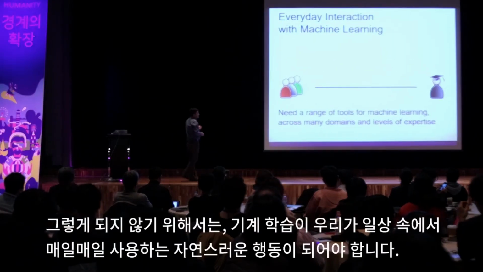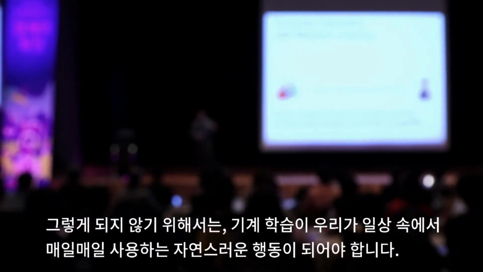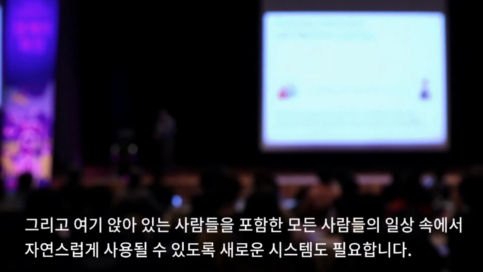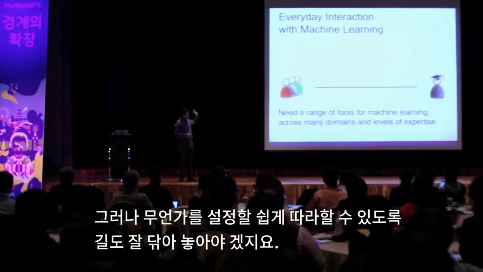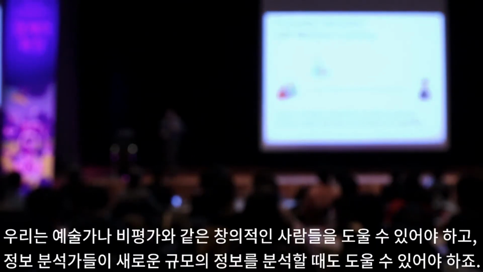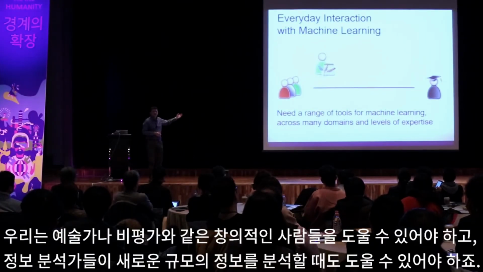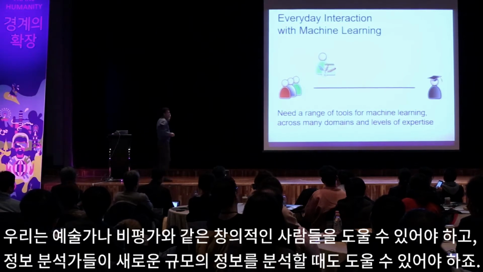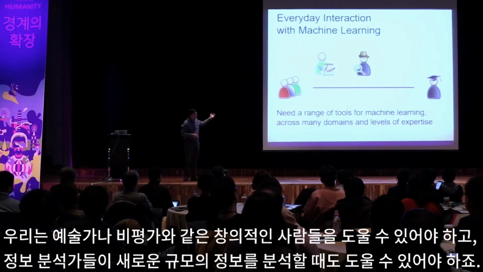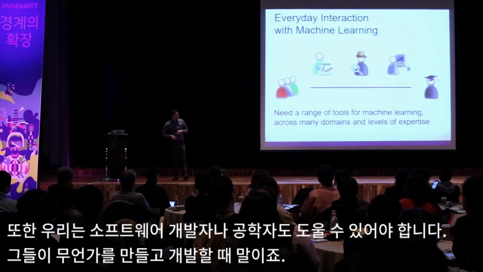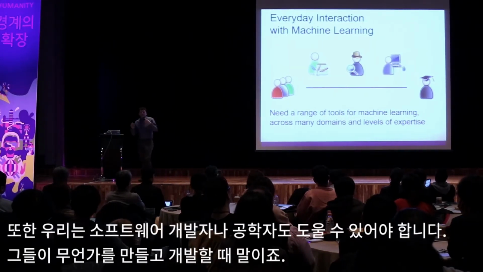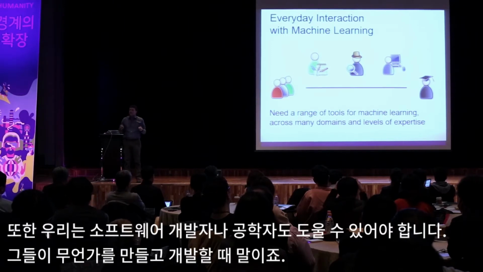And what we need instead is machine learning to be something that all of us do every day. And we need new tools that support that will go not only to the experts on the one end, but to everyday people over here as they just go through their life on a daily basis, but to a set of things along the way. So we need to be able to support the creative people, the artists and the journalists. We need to be able to support data analysts as they try to make new sense of new scales of data. And then we need to be able to support software developers and engineers as they make things and draw upon these techniques.